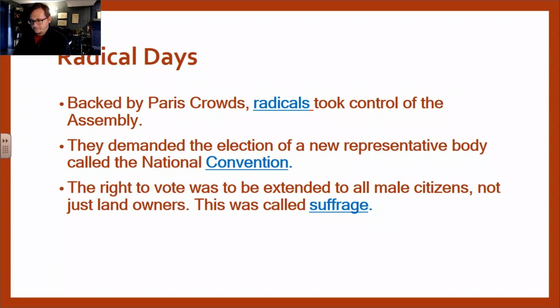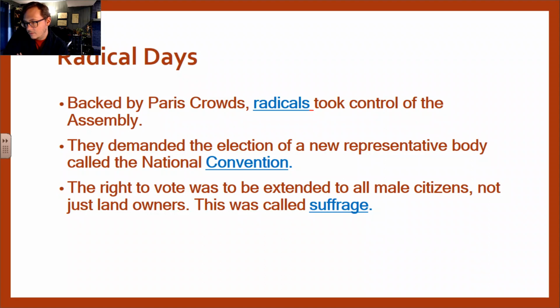So the draft, the war is escalating. The radical days get more intense. So the radicals will now control the assembly. All the conservatives are pretty much scared out of the country. They demand the election of a new representative body yet again. Remember I said don't get attached to these names. They do it a whole lot. Now it's called the National Convention.